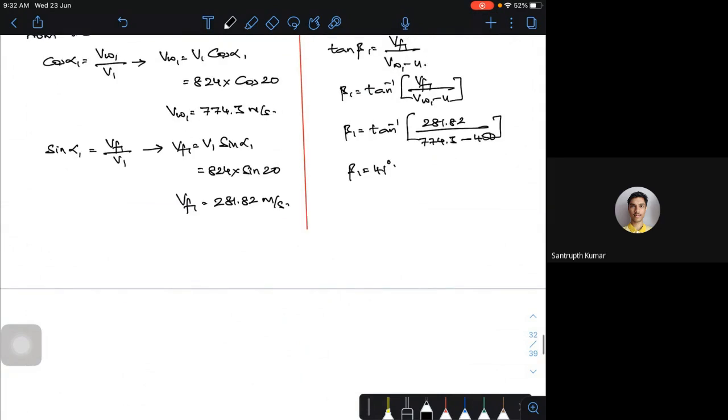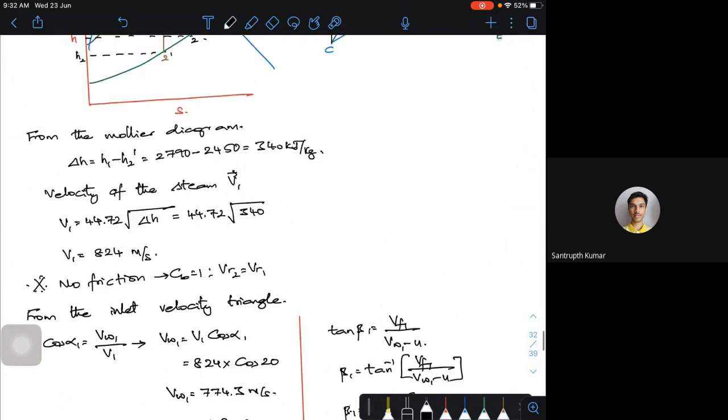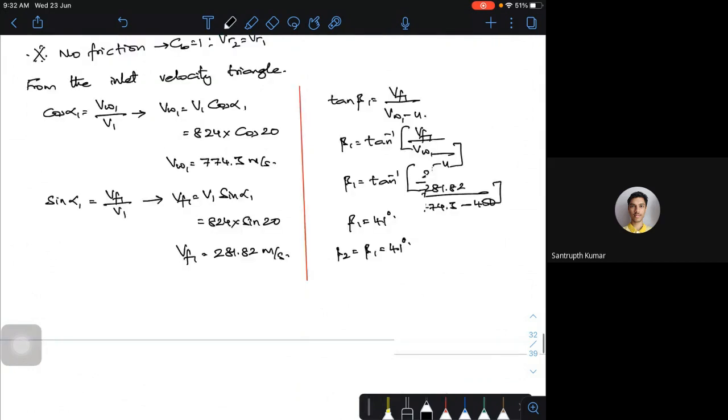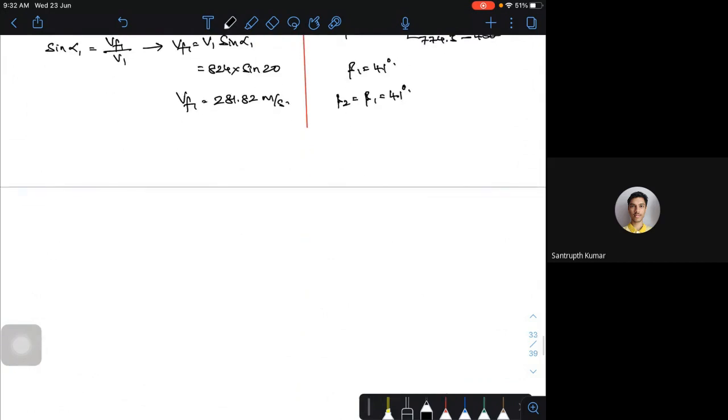Now the problem states that the blade angles are equal. That is, beta 1 and beta 2 both are similar. Beta 1 is equal to beta 2. If I took it another way, with beta 2 being different from beta 1, things would have changed. Now beta 1 is equal to beta 2. So with this, what do we need to do? We should go on from the exit velocity triangle.